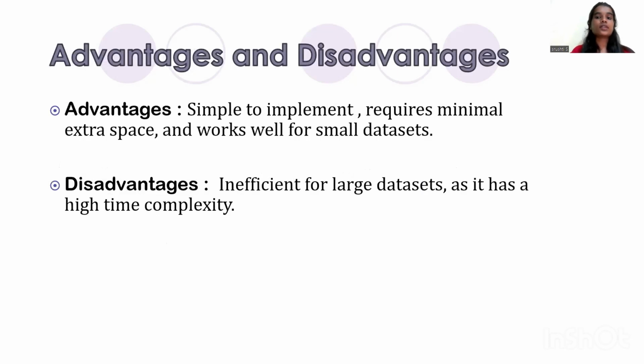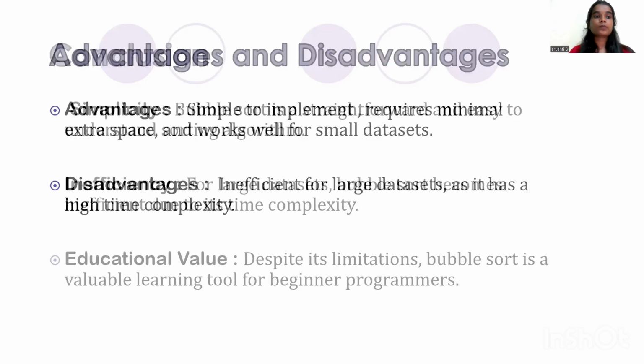Advantages and disadvantages of bubble sorting. Here are the advantages: it is simple to implement, requires minimal extra space, and works well for small data sets. Disadvantages: it is inefficient for large data sets, and it has a high time complexity.